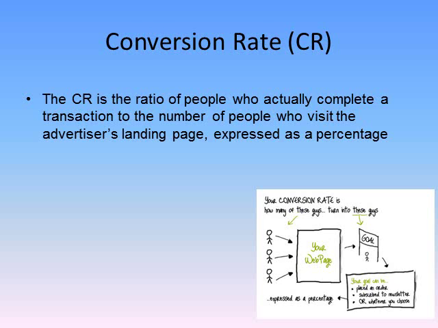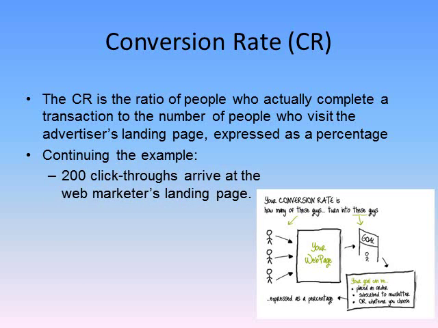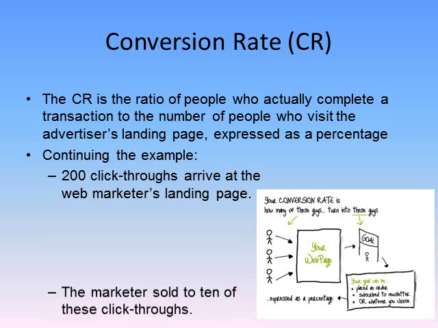It could be made a purchase, it could be complete a subscription form, it could be donate money to a cause, it could be give you their email address so you'll send them your newsletter, whatever it happens to be. Okay, so let's continue that example from the previous slide. We had 200 click-throughs arrive at the web marketer's landing page. We had an ad, it was displayed 20,000 times. We had a 1% click-through rate, so 200 arrived at our landing page.